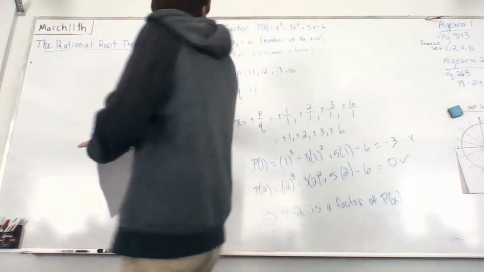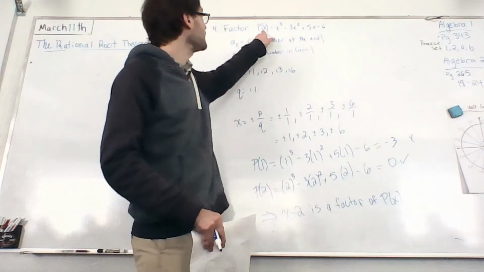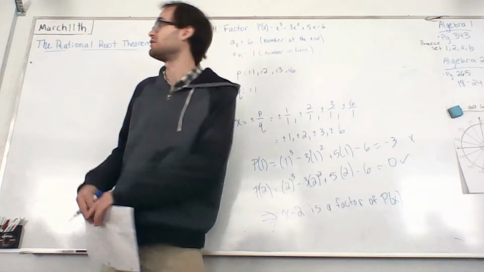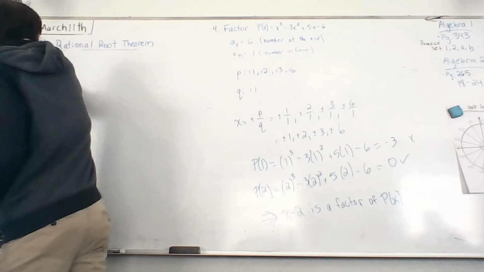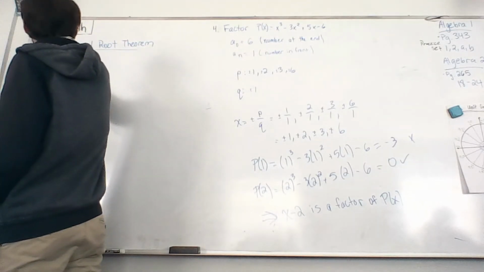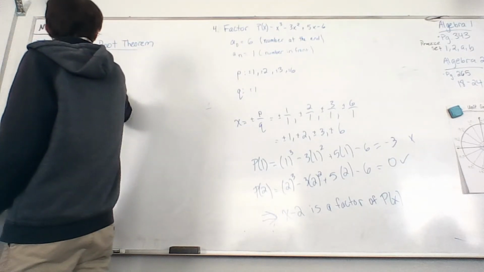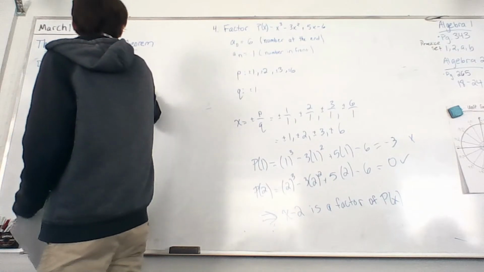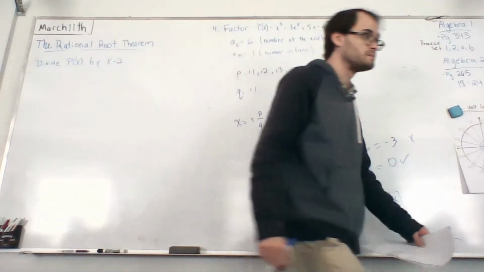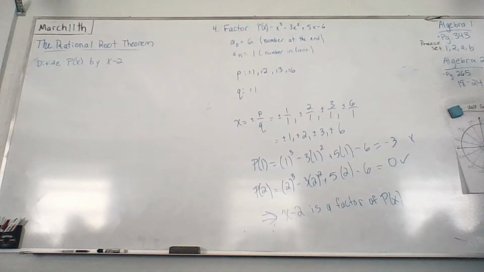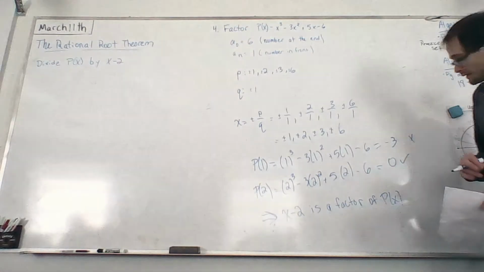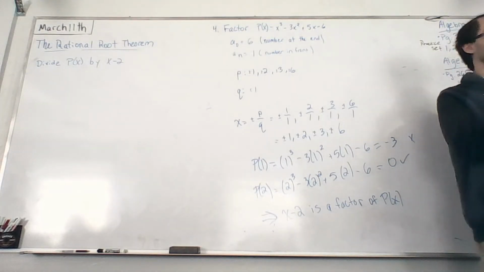So I need to divide p of x by x minus 2. I will write that in English here: divide p of x by x minus 2. Did you write it as x minus 2 because if you set it to 0, you get 2, which is the factor? That is exactly correct, yes.